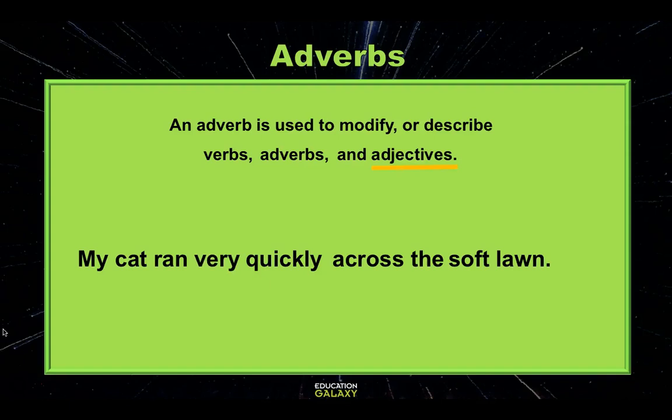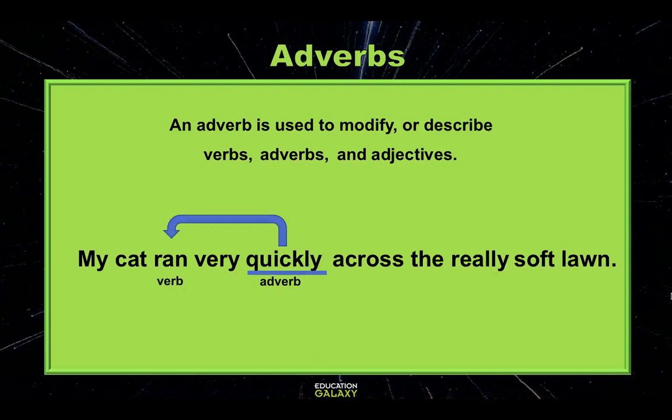Now let's look at adjectives. Remember that an adjective is a word that describes a noun. Soft is an adjective to describe lawn. So now we have to find a word that will modify or describe the word soft, and that word will also be an adverb. How soft was the lawn? Really soft. Excellent.